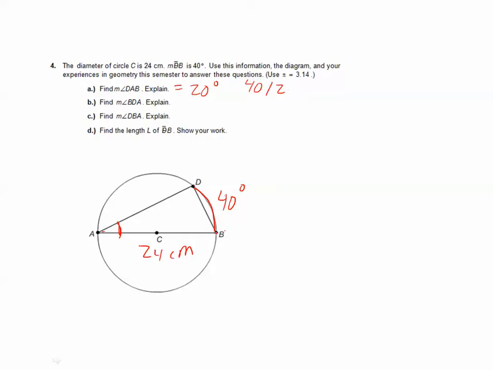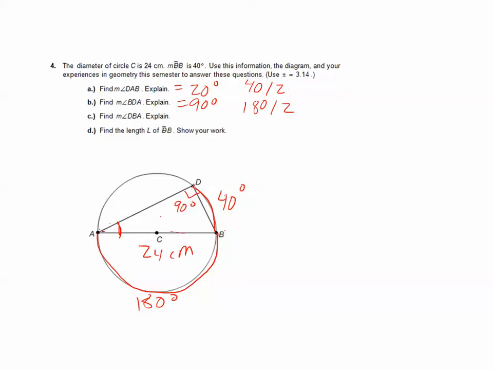Okay, now we want to find the measure of angle BDA. Now what we know is that this C is a diameter, which means that this arc right here is 180. So again, that means the measure of angle BDA is half of this arc because it's an inscribed angle. So we're just going to take 180 and divide it by 2, so that's going to give you 90 degrees. So that's actually a 90-degree angle.